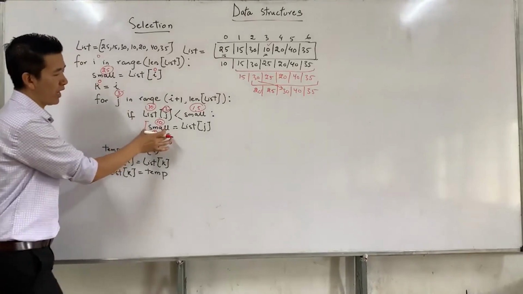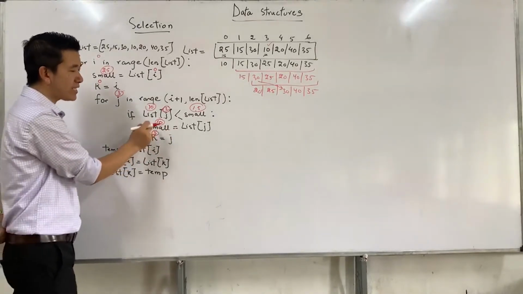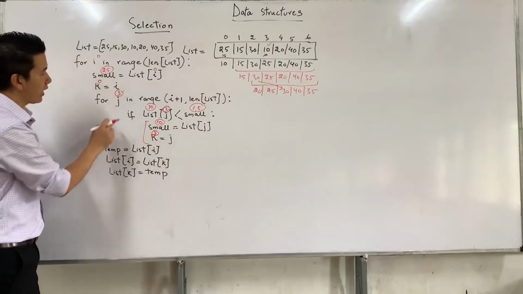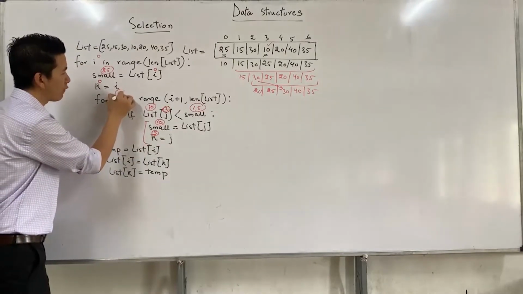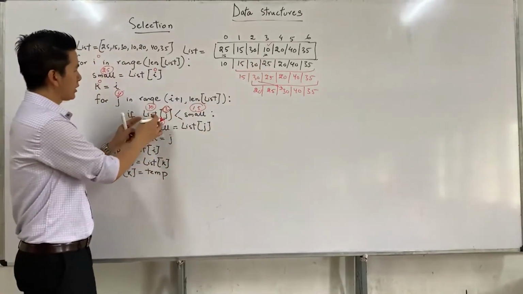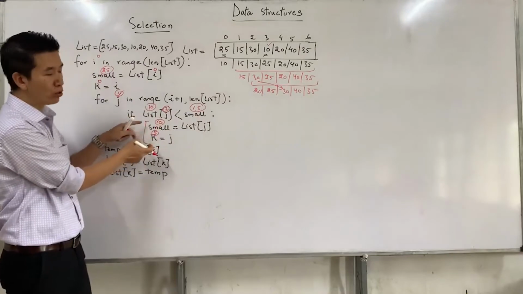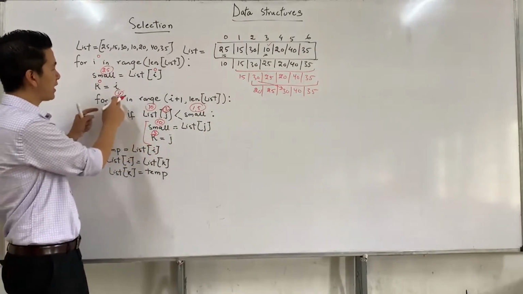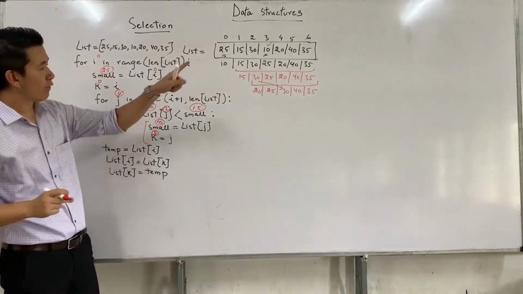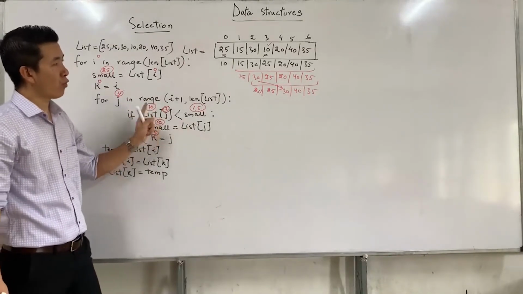So till this point we have the value of small as 10 and the value of k, which is its index, as 3. And then when the value of j becomes 4, it points to 20. List of 4, 20, is it less than 10? No. Okay, so both the statements will be skipped. Again, it goes for the next value of 5. 40 will not be less than small, nor will 35.